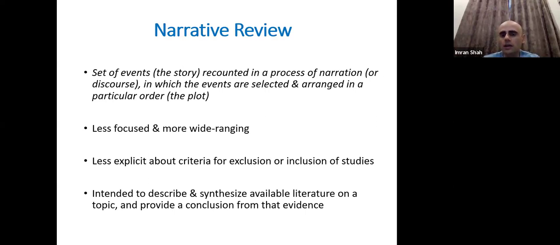And then, unlike a systematic review, it is not as explicit when it comes to identifying the eligibility criteria. You can be flexible. It is your own choice. Yes, that choice must be informed by thoughtful discussion between the team. But then again, there is a lot of flexibility when it comes to selection of the papers for a narrative review. And then the intention for a narrative review is to describe and synthesize the available literature.